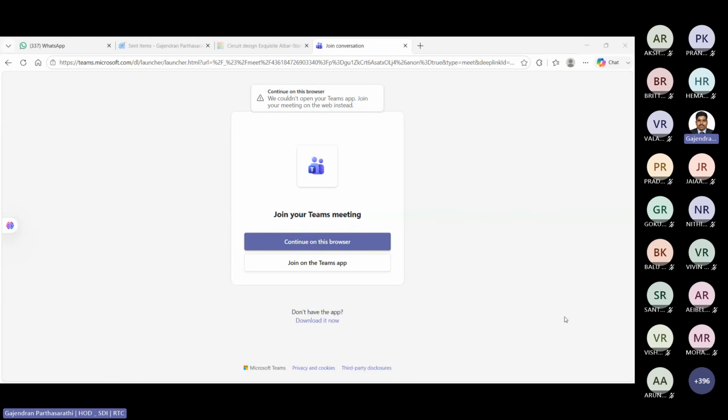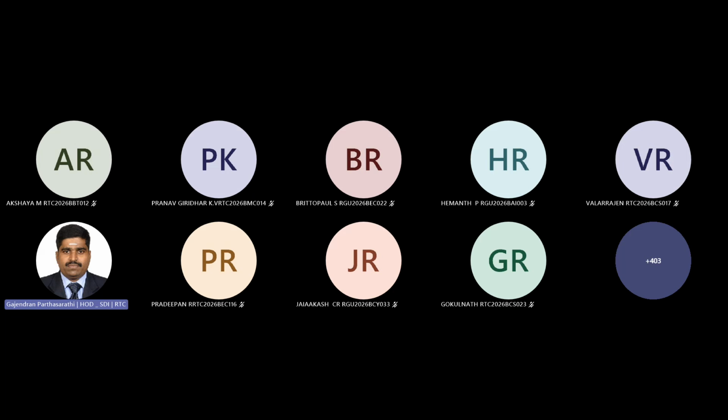Okay, I gave one small task to you. Take yesterday's exercise. We did two exercises. In that exercise, instead of LED, connect a buzzer and take the output. But don't do it with the same diagram. Create a new diagram, a new exercise, and show me the output.